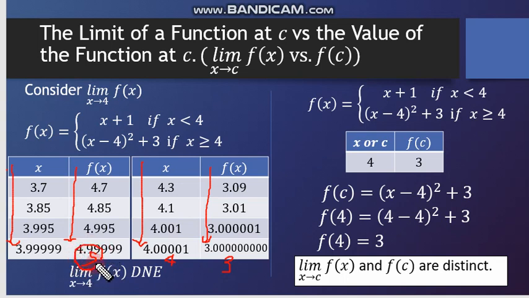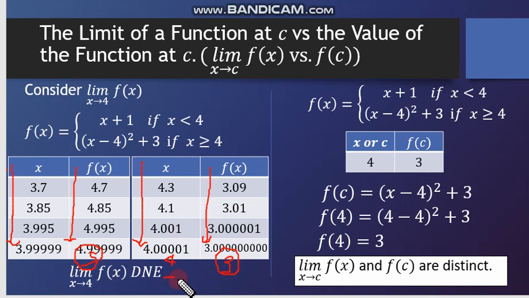Therefore, the limit on the left side and the limit on the right side are not equal. So the limit of f of x as x approaches 4 is DNE, or does not exist.